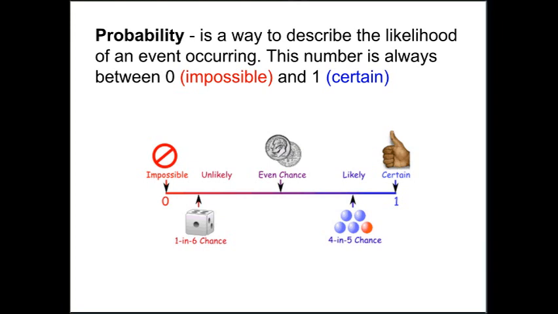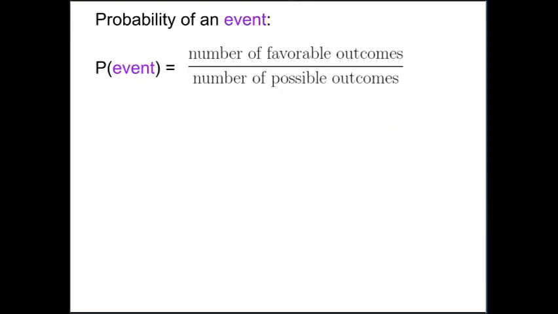So what I want to take a look at now is how we actually find this number, how we actually find the probability of an event. And how we do that is we use this equation here. The probability of an event, which we write as capital P, and then in parentheses the event on the inside, is equal to the number of favorable outcomes over the number of possible outcomes.